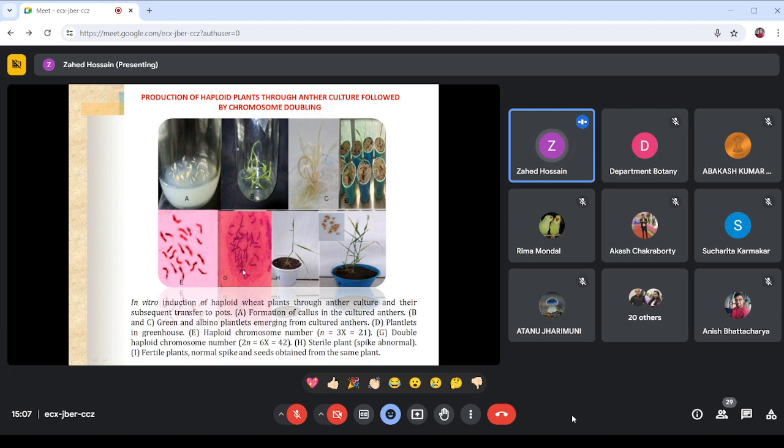Once it is double haploid, that means the plant is stable and becomes fertile, because in a haploid state, during meiosis, if you see the anaphase stage, random distribution of the chromosomes will happen. So that leads to the formation of non-viable gametes. But once you double the chromosome number, there is normal segregation of chromosomes at anaphase 1.